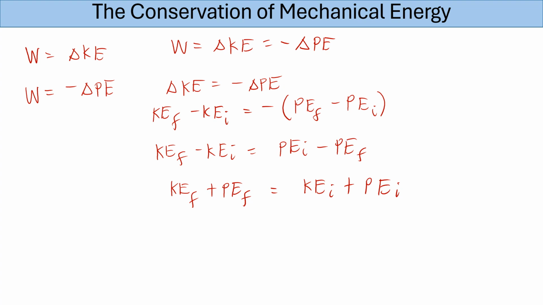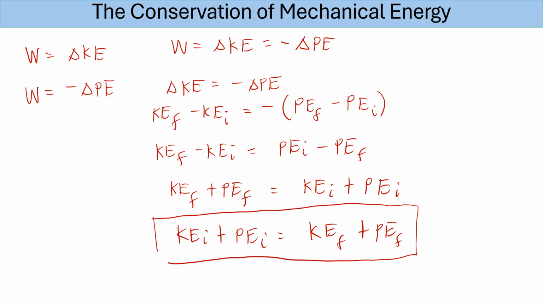Okay, so I think it's more beautiful to write this as KE initial plus PE initial is equal to KE final plus PE final. So this equation right here is actually what we call the conservation of mechanical energy equation. Sometimes it's just called the mechanical energy equation.